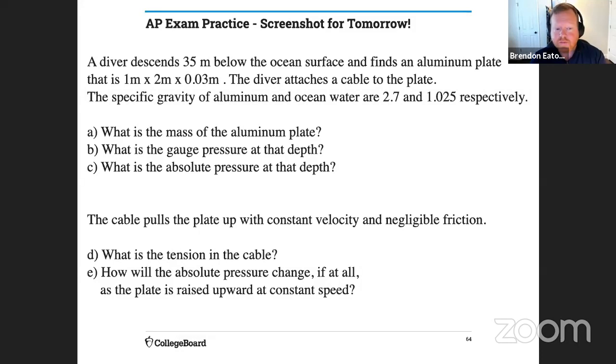And your goal is to find the mass of the aluminum plate, the gauge pressure at that depth, the absolute pressure at that depth. Now, if the cable pulls up with a constant velocity and negligible friction, could you calculate the tension in the cable? And how would the absolute pressure change, if at all, if the plate is raised upwards at constant speed? And I guarantee you that you want to start part D and part E by drawing free body diagrams. So grab a screenshot of that question.